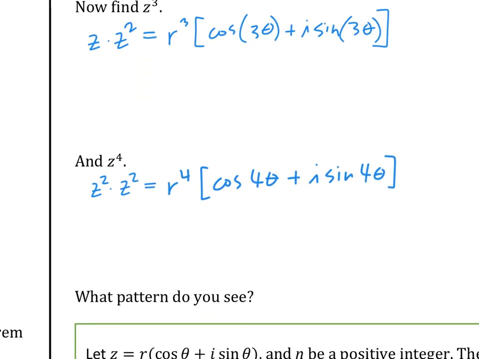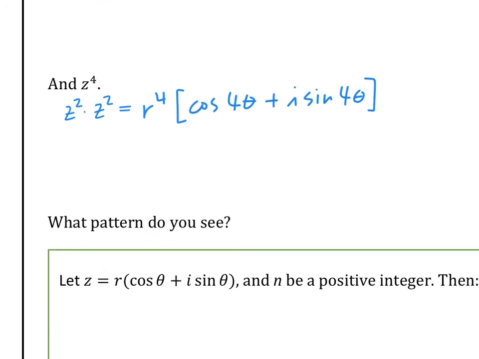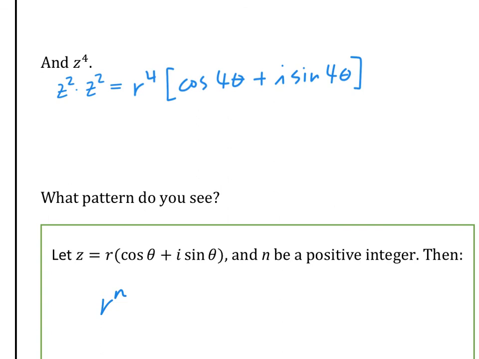Okay, now notice, what pattern do you see? If we say z to the n, z to the n would become what? R to the n, cosine n theta, plus I sine n theta. Basically, we see that the power has to do with the power on the radius, and then how many times the angle we have.